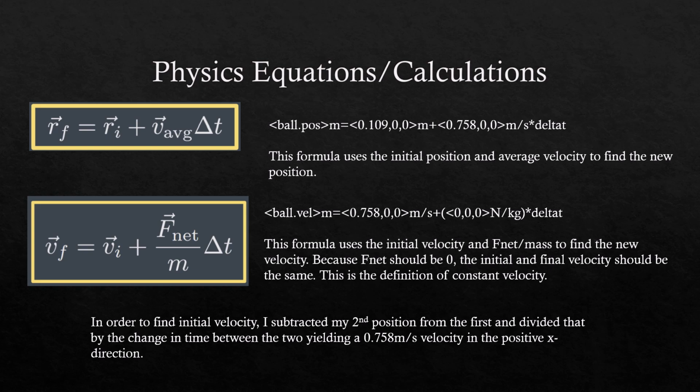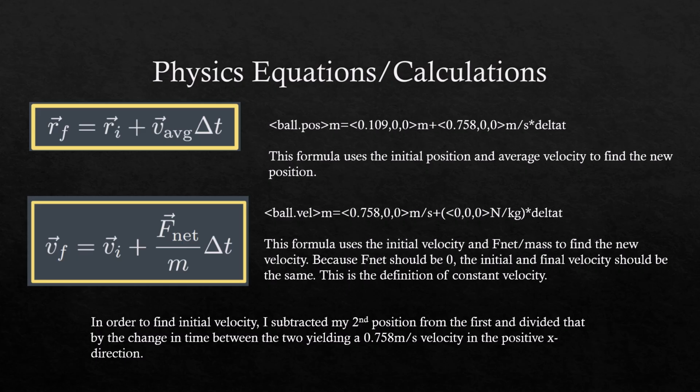In this case, our v final should equal our v initial because F net should be 0, which would cancel out everything to the right of the plus sign.